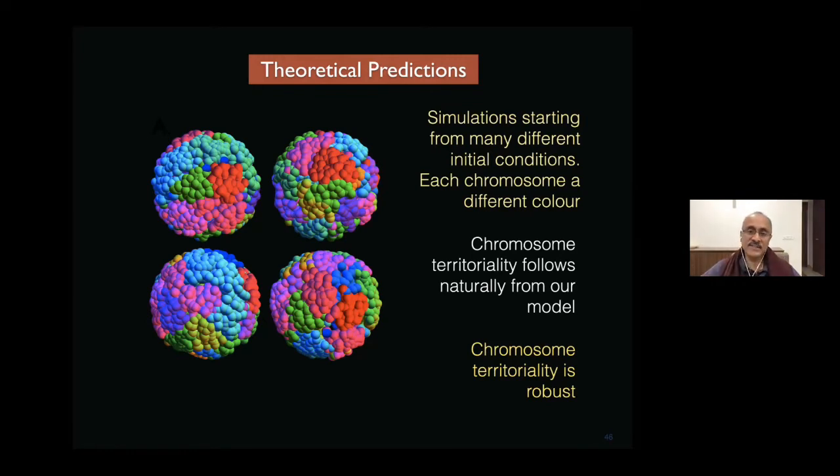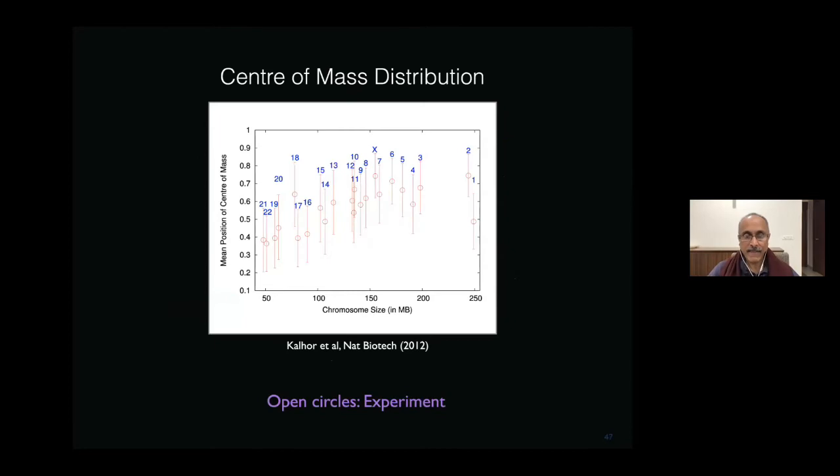These are simulations that start from many different initial conditions. Each chromosome is a different color. And you can see that all of these final configurations incorporate territoriality. It follows very naturally from the model. So territoriality is another very robust prediction of this particular model.